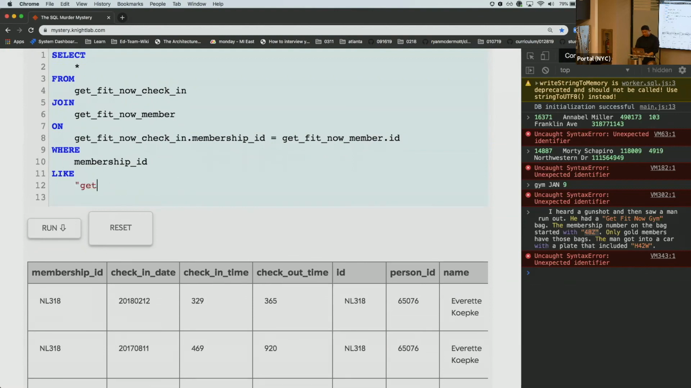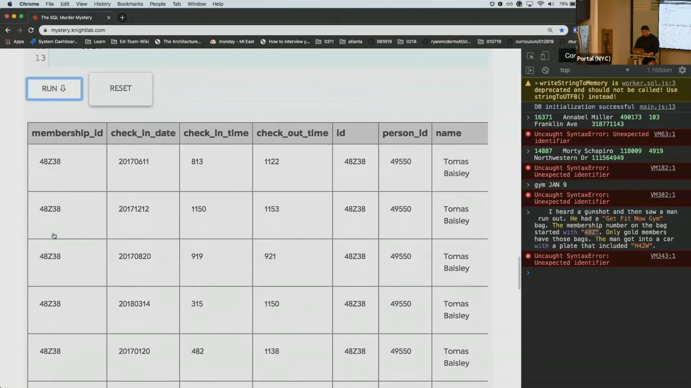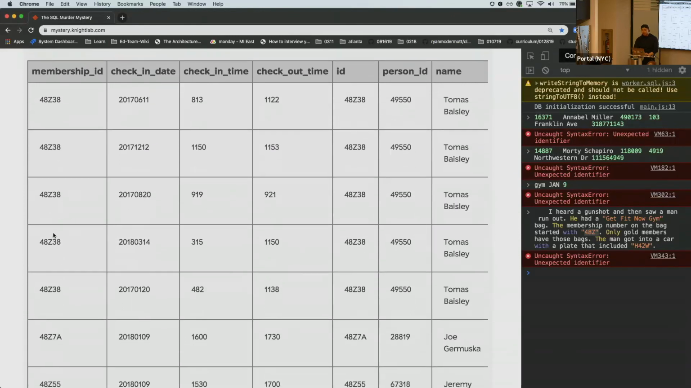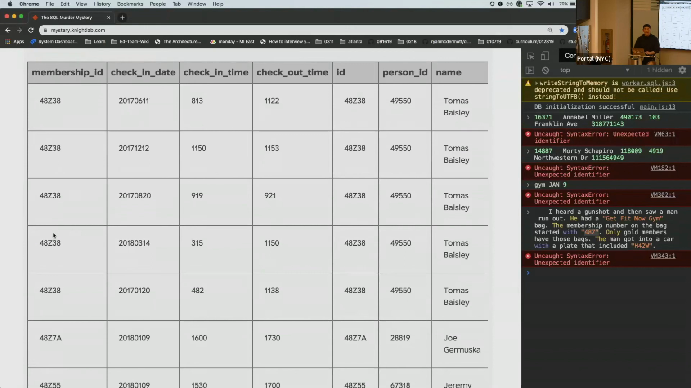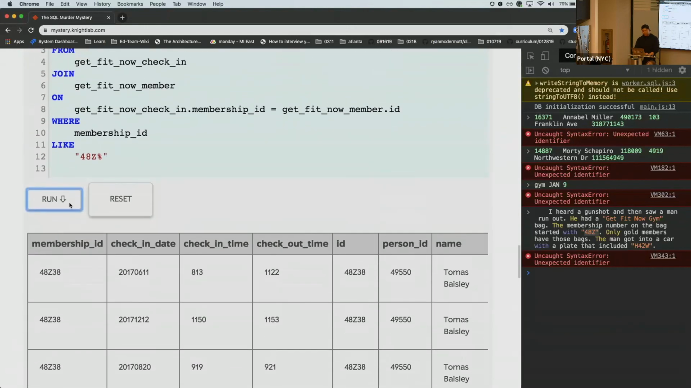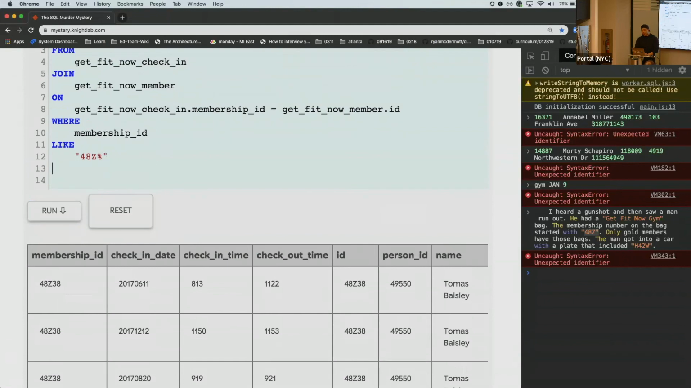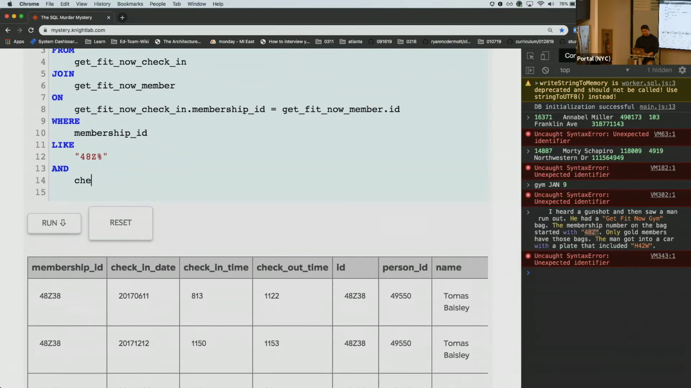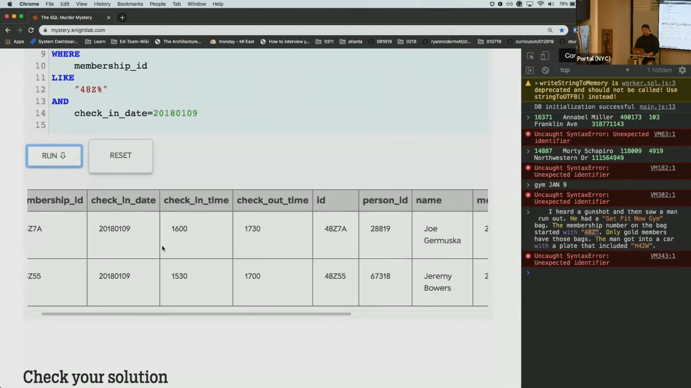Oh, that's not it. 48 Zulu? Okay, so did that help us? We also have the check-in date. Now we're cooking with something else that's not butter, so I'm not redundant. What else? How do we do that? And the check-in date is January 9, 2018, 0109. Oh, nailed it. So we have two suspects.